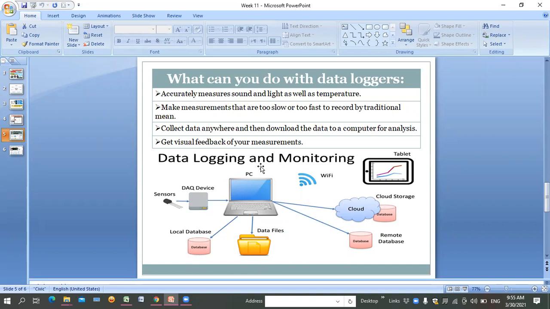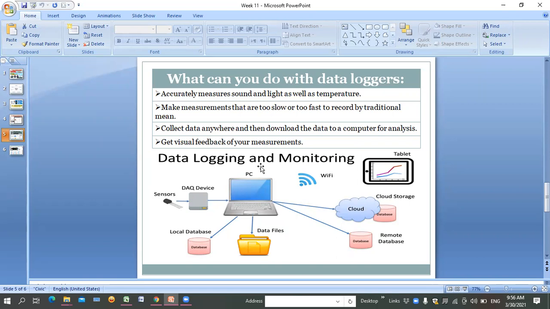Third, collect the data anywhere and then download the data to a computer for analysis. Maybe your data is in a small device. The device can be anywhere. Anywhere means in any country, in any city, in any area, any place. Whenever you want to transfer the data, you just connect it to your laptop. You don't need to go to some specific place connected with big computers. No, your normal desktops or laptops, you can connect with them to transfer the data.